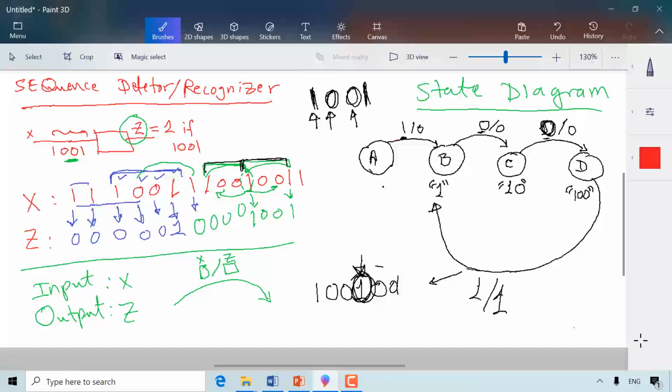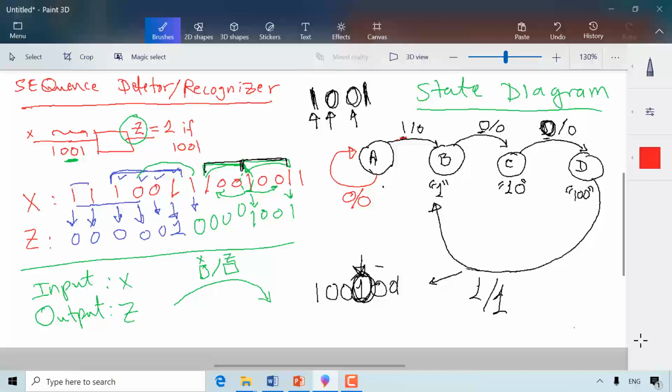With an arc goes out when x equals 1. Well, what about when x equals 0? When x equals 0, it means I did not start the sequence. So I stay in the initial state A. I'm going to stay here when input is 0 and with the output 0.